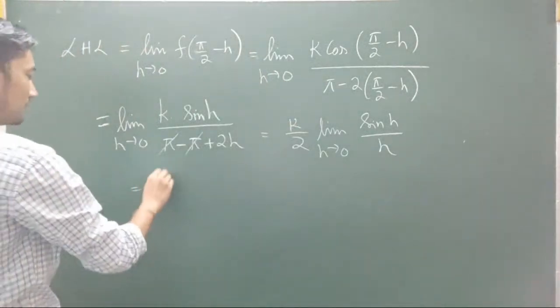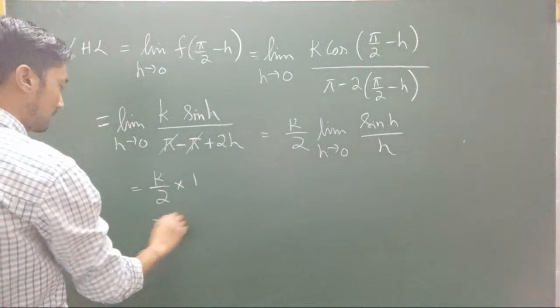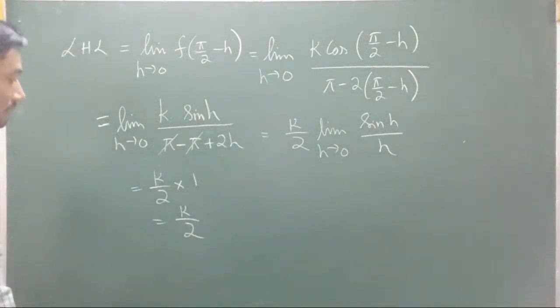So this value is k by 2 into, we know that this value is 1. This is almost at the end of the exercise. So that will be k by 2. So we still have to find out the value of k. Okay, so this value for us here is k by 2. Fine.